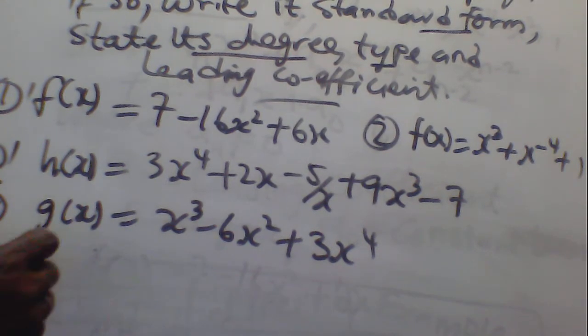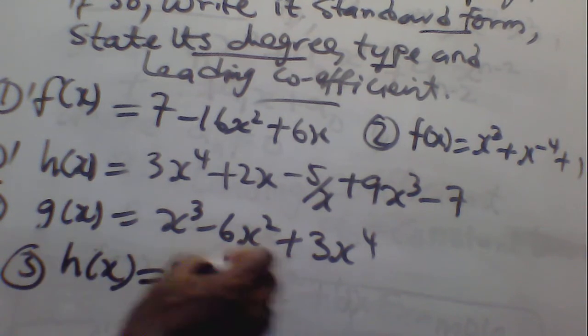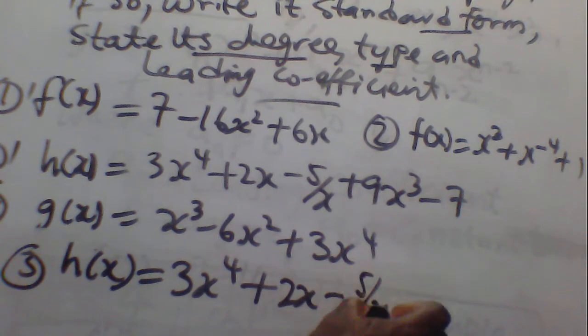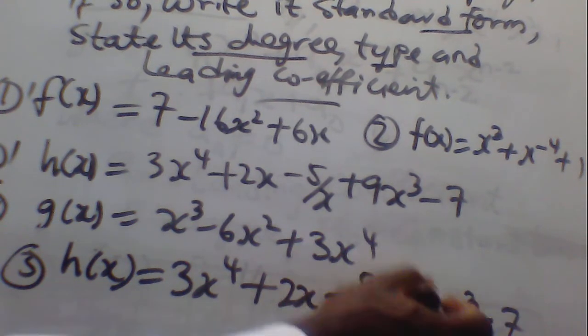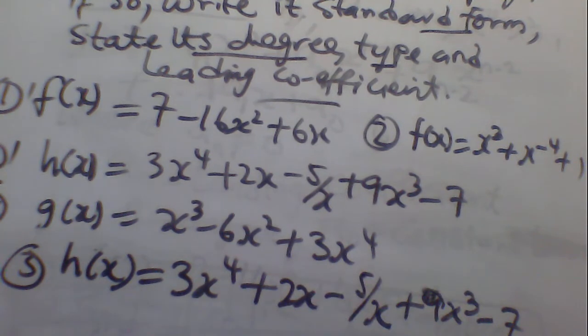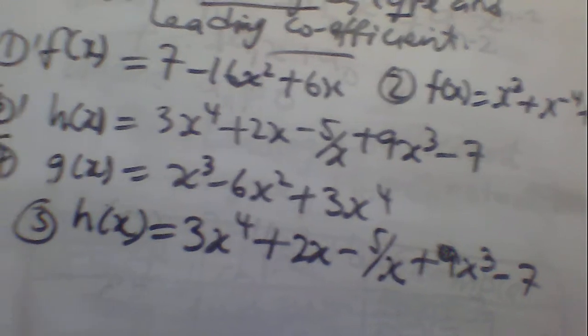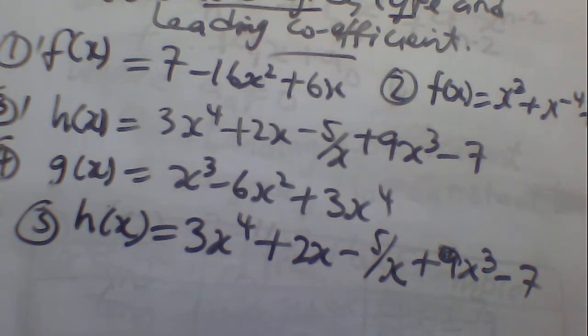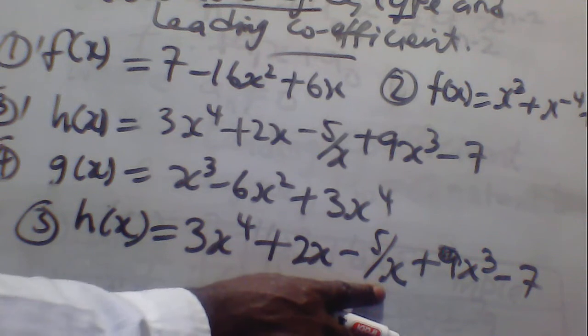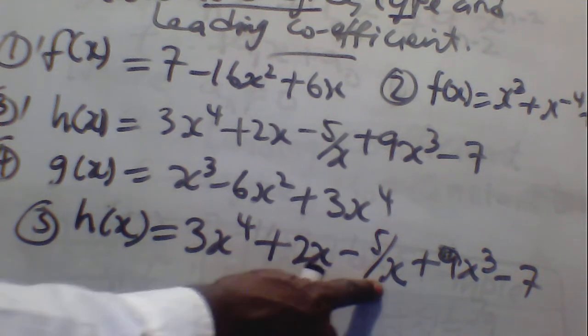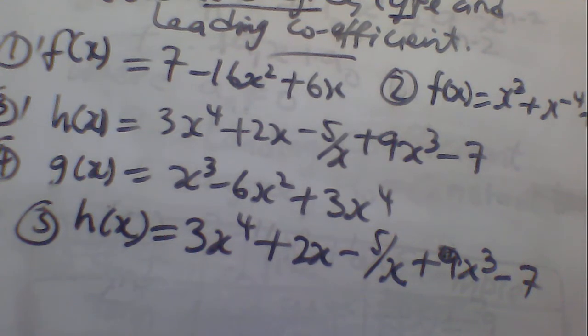So the next is question 3. g of x is equal to 3x raised to power 4 plus 2x minus 5 over x plus 9x raised to power 3 minus 7. By looking at this function, like I told you at the beginning of the lesson, a polynomial function is any function whose variables have a power, or exponent, that is a whole number. The power of each variable is supposed to be a whole number. In the case that it is a fraction or a negative number, that function is not a polynomial function.